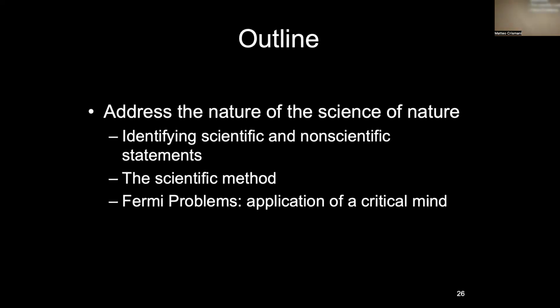Okay, so we're going to really briefly talk about identifying the nature of the science of nature. I know this seems like a lot of words, but again, the scientist is not a word maker. We're going to talk about scientific and non-scientific statements. We'll talk about the scientific method. Probably won't have time to get through this if I went a little long there.